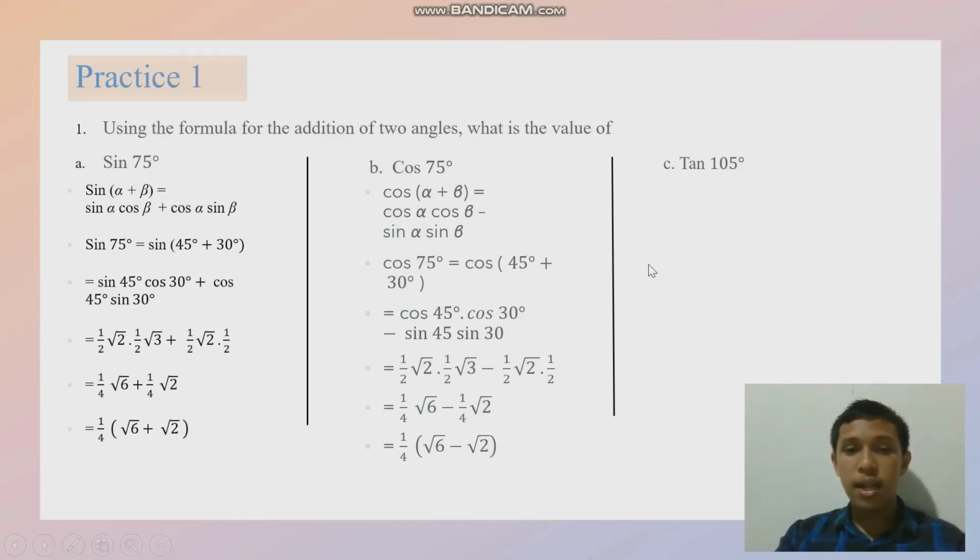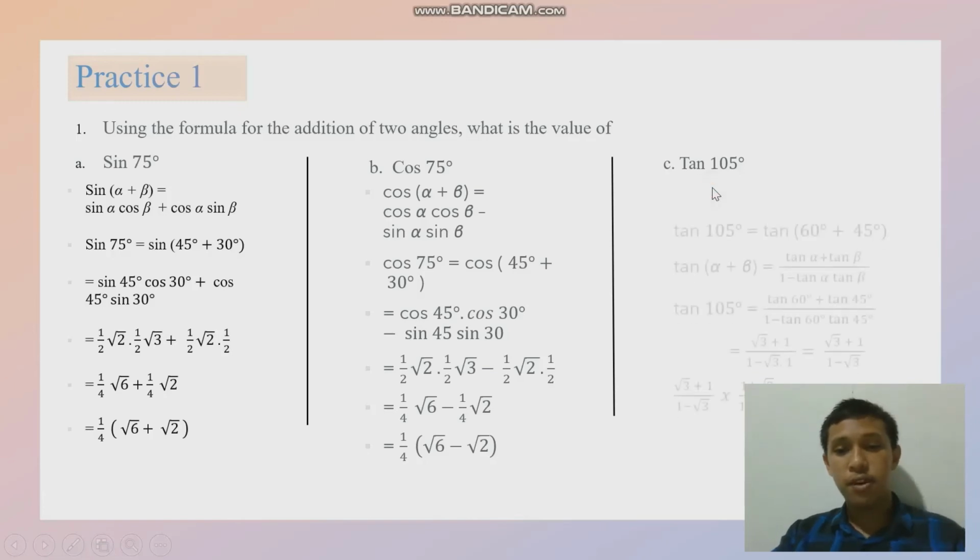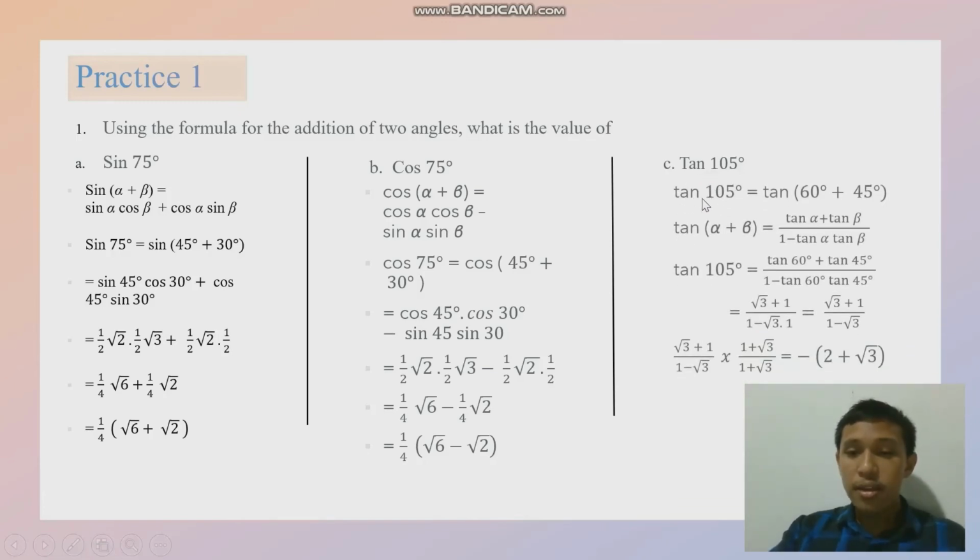The last question is, what is the value of tan 105 degrees? For the answer, look at this. Tan 105 degrees equals tan(60 degrees plus 45 degrees). I will use the formula for addition of tan: tan(alpha plus beta) equals tan alpha plus tan beta over 1 minus tan alpha times tan beta.